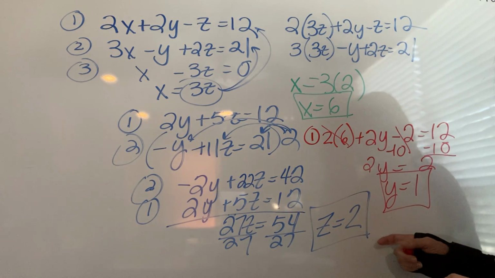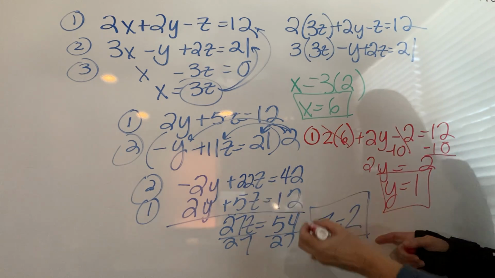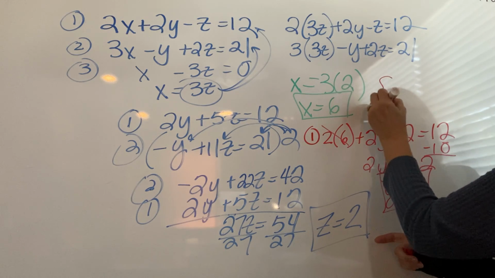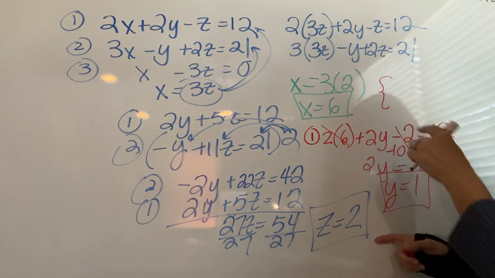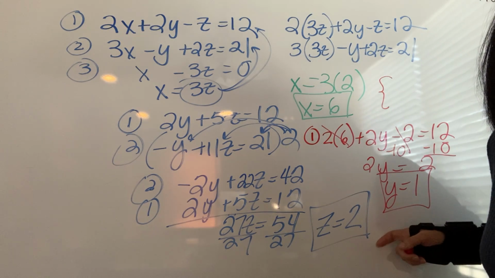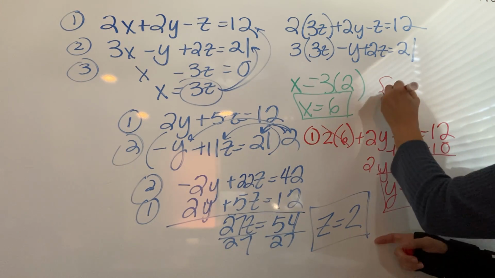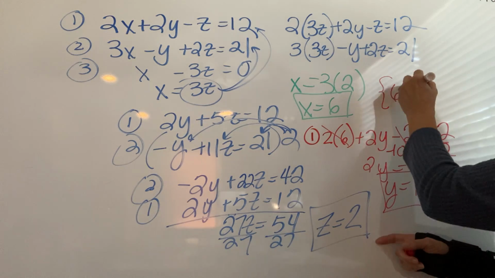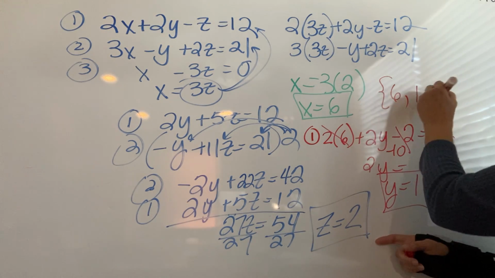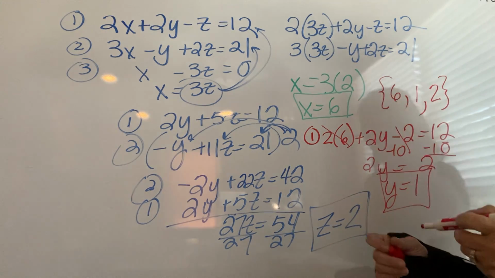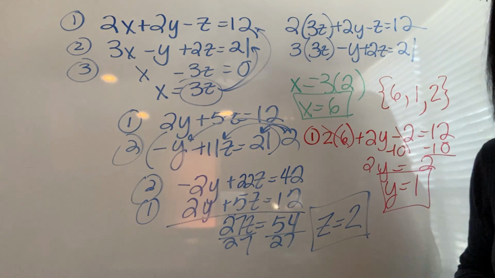So writing them in order, notice we use the curvy parentheses when we have 3. That's what I do. X is 6, y is 1, z is 2. So it's 6, 1, 2.